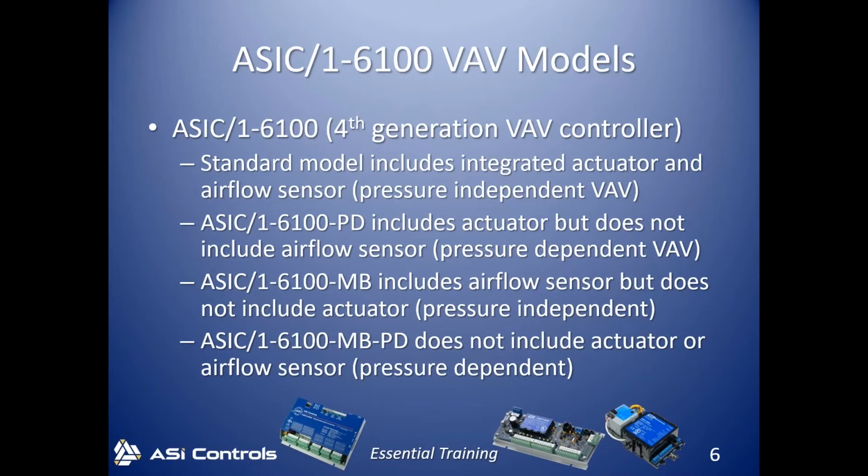And then if it has both the MB and the PD suffixes, then there's no actuator and there's no airflow sensor. Intended for pressure-dependent cases where there's an external actuator, but it can also get used in some cases where you just need a low-cost controller to do some very simple control, like sometimes there's a unit heater in a warehouse that needs to turn on when it gets too cold. So there's no damper to open, there's no air to measure, it's just basically turn on the heating output when the temperature gets cold. And so that's a case where sometimes something like the MBPD gets used that's not a VAV case.